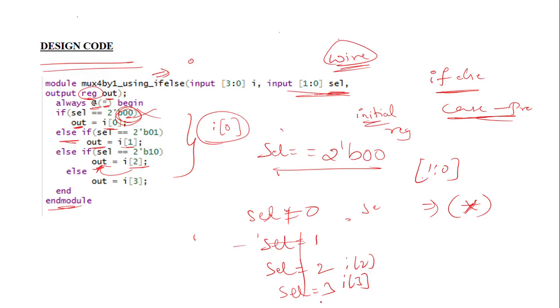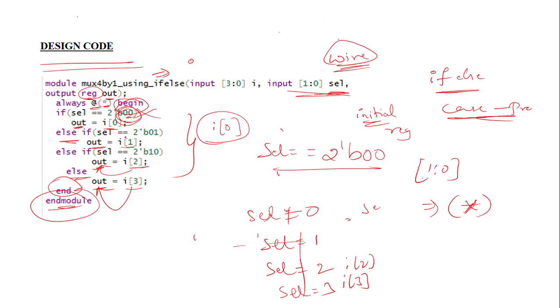By default there is only one case left, so we can simply write else. No need to write an if statement again. So out is equal to I of 3, and that value in I of 3 is assigned to the out variable. The begin is stopped with the end keyword, and then the module is stopped with endmodule. Like that we can complete the design code.